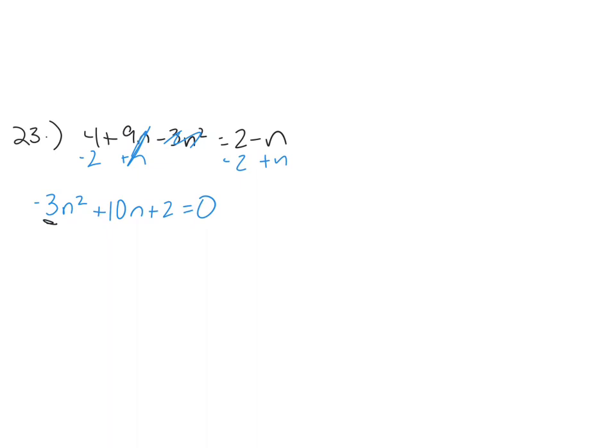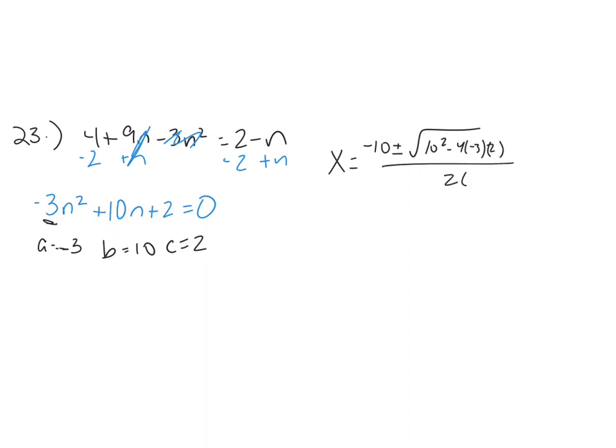So since it is not divisible by a number, and that first number is negative 3, I cannot use completing the square. It's just not going to work. So the only thing I do is say a is negative 3, b is 10, c is 2. I'm plugging into the quadratic formula. So say x equals the opposite of b, so it's negative 10, plus or minus the square root of 10 squared minus 4 times negative 3 times 2, all over 2 times negative 3.